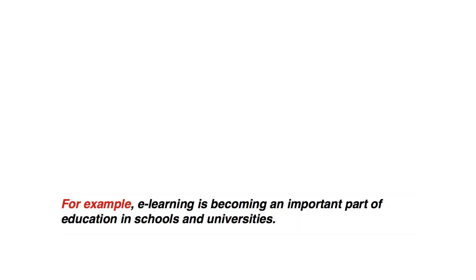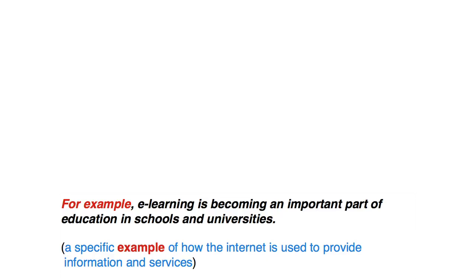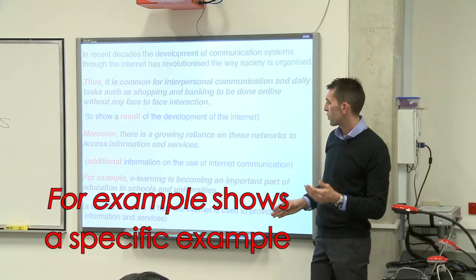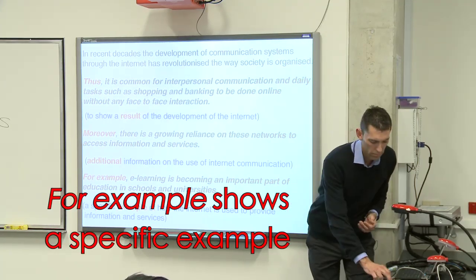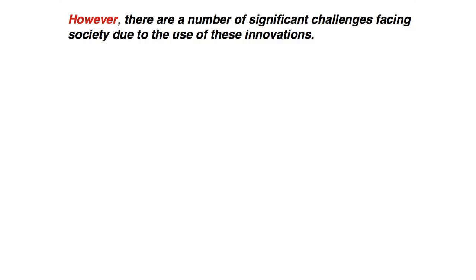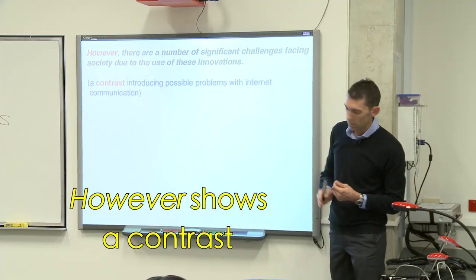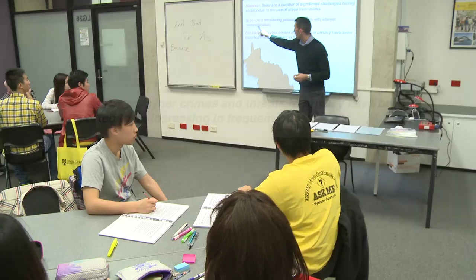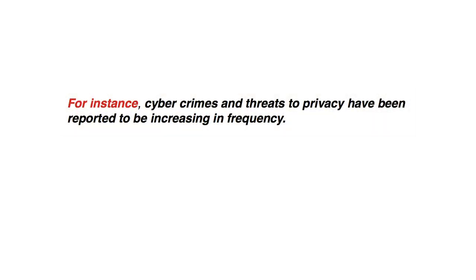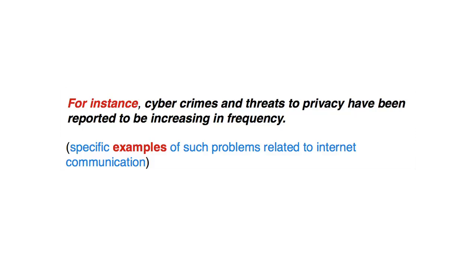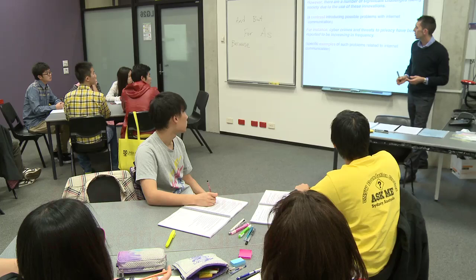Okay, if we continue, we've got for example here. And for example shows a specific example, in this case, of how the internet is used to provide information and services. We have a look. However, in this case, the word however shows a contrast, introducing possible problems with internet communication. Going on to another example of a sentence connector, for instance. And here, it's another example of such problems relating to internet communication.